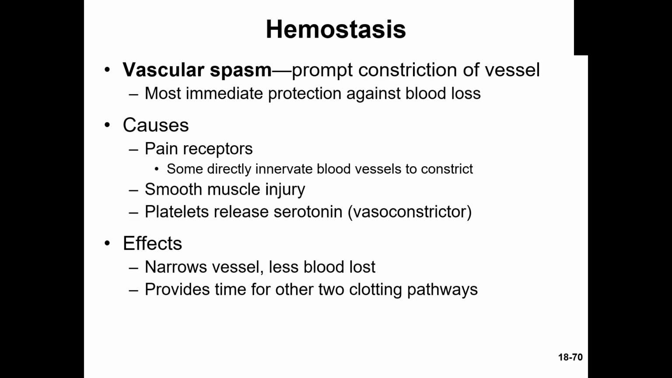Within the vascular spasm, this will prompt the constriction of the vessel, which gives us our first line of protection against that blood loss. Now, this can be caused by a pain receptor, because some will directly innervate blood vessels in order to be able to do the constriction. Smooth muscle injury, and that has to do with the amount of smooth muscle within the vessels. And then the platelets will release serotonin, actually, which is a vasoconstrictor.